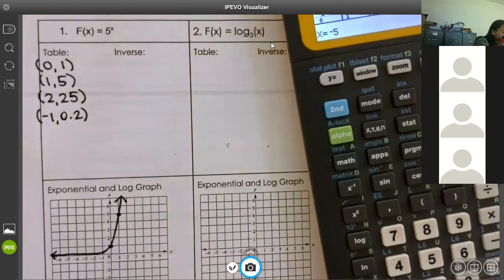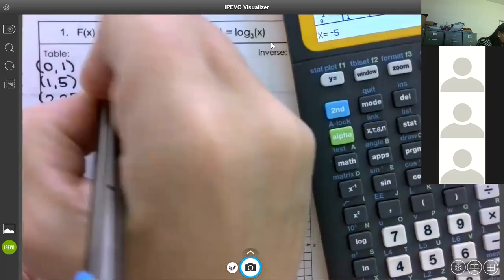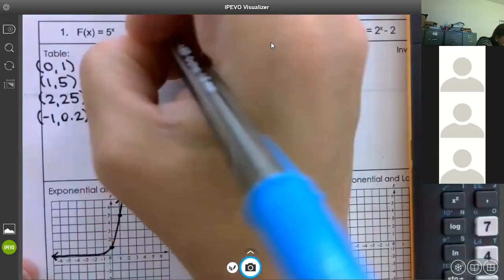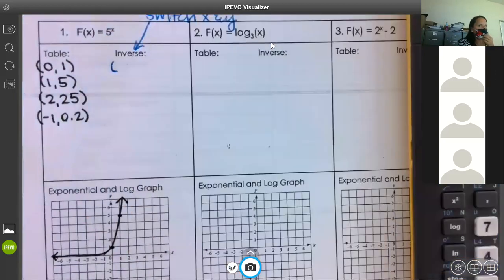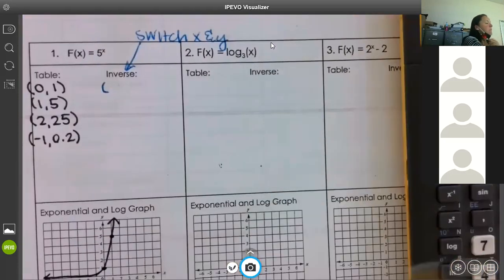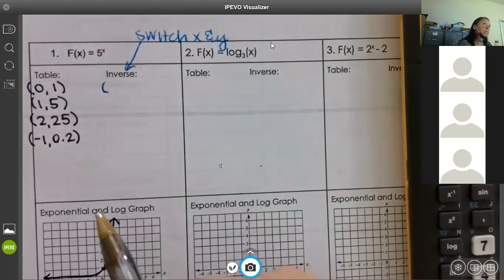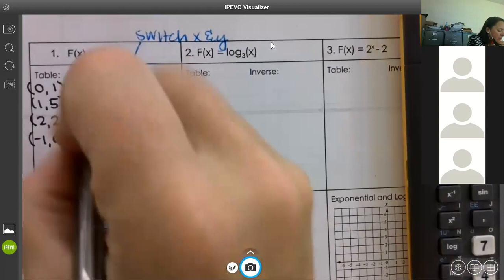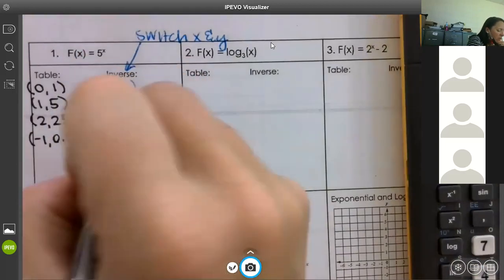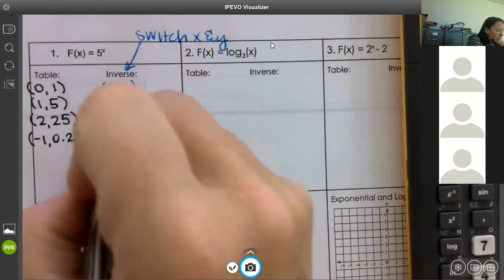So here's your inverse. Inverse means we just switch x and y. What's my new coordinate? If my coordinate is 0, 1, and I switch x and y, what's my new coordinate? 1, 0. Next coordinate: 5, 1 becomes 1, 5? It's okay. 5, 1. Then 25, 2 becomes 2, 25, and 0.2, negative 1 becomes negative 1, 0.2.